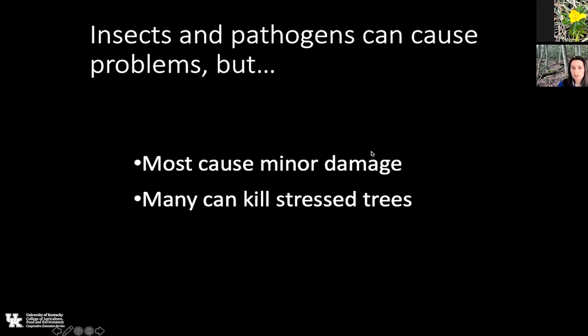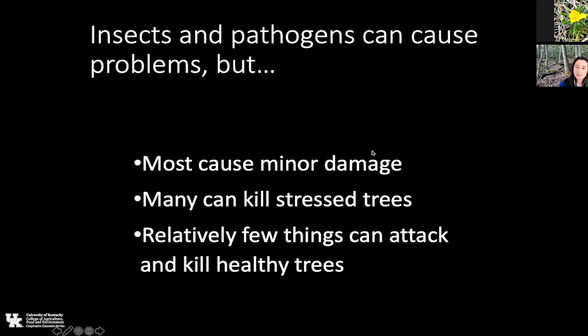Many, however, can kill stressed trees, and relatively few things can attack and kill healthy trees. So what does this all mean? It means that if your trees aren't stressed, if your trees are growing vigorously, we can't control for things like a new invasive species like emerald ash borer coming in. You can't really stop that. But what you can do is save them from all sorts of other opportunistic issues that might kill them if they're stressed, but they can defend themselves against if they're growing well.